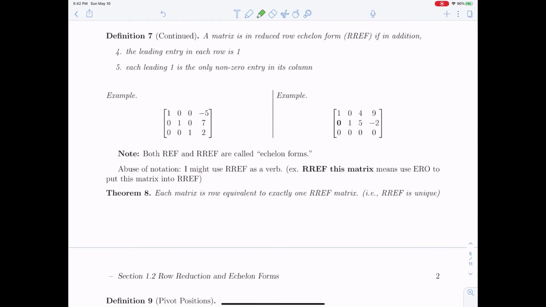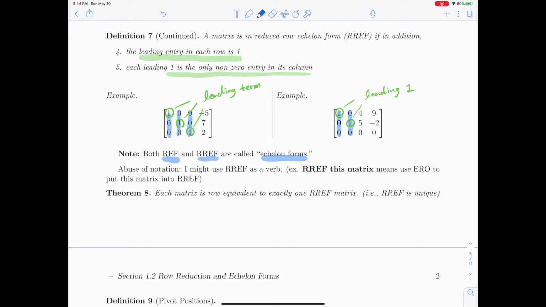A matrix is in reduced row echelon form if, in addition, the leading entry equals 1, and 1 is the only non-zero entry of its column. If you look at the example below, we have 1s as the leading terms, and each leading one is the only non-zero entry in its column. Similarly, we have leading ones over here, and each is the only non-zero term in its column. Does it make sense?